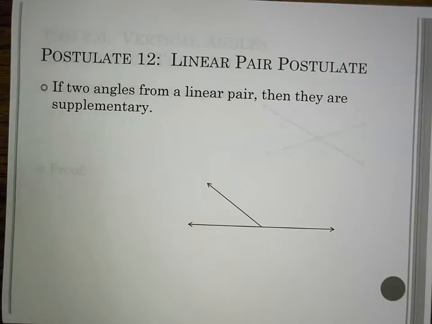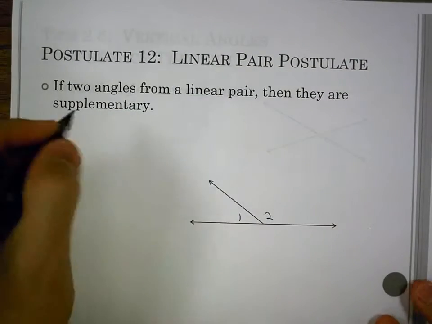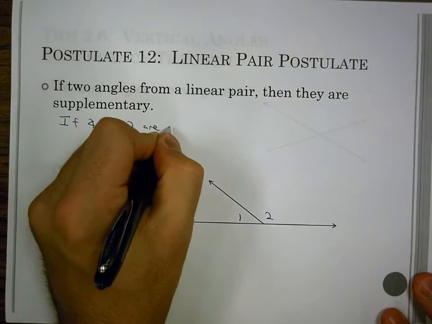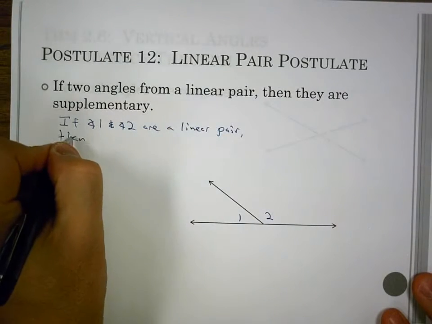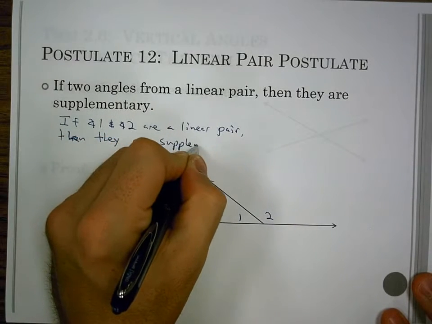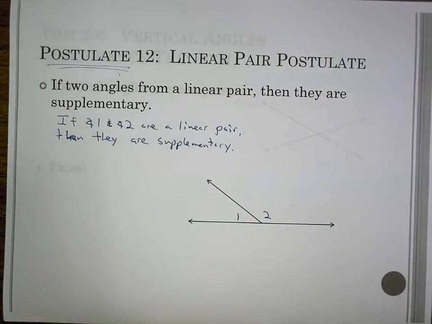And this is the linear pair postulate. It says if two angles form a linear pair, then they are supplementary. So if I have angle 1 and 2 there, I'd say if angle 1 and angle 2 are a linear pair, then they are supplementary. Okay, it is a postulate. We do not have to prove it. We just accept it as fact. And this kind of fits when we talked about originally a linear pair is supplementary angles that are adjacent. So we just kind of formally state it now so we can use it.